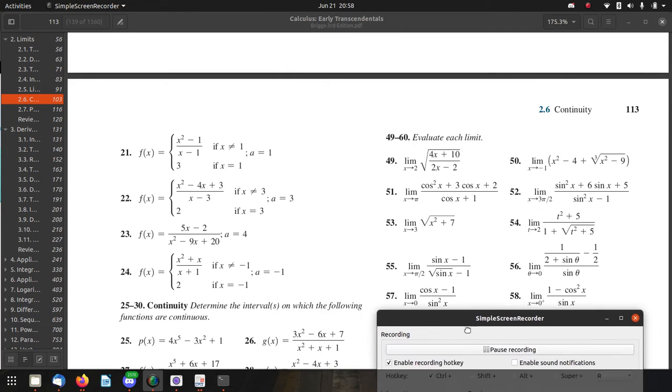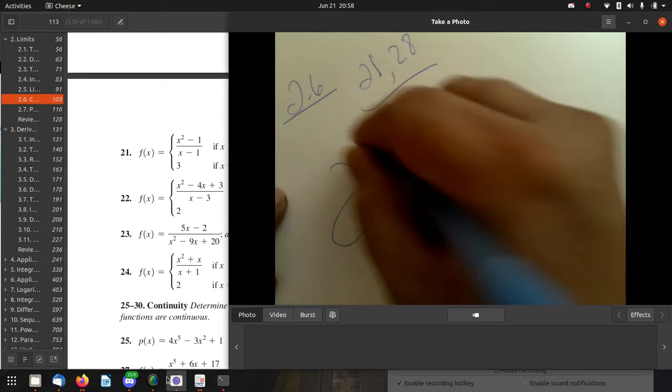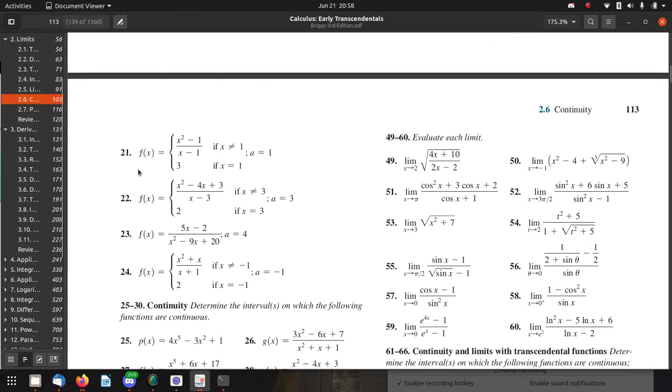Alright guys, welcome back, and we're now going to work on 2.6 number 21. So I'll put a big 21 there. And okay, so let's write out that function. You can see it right there, it's piecewise. Don't be scared of the piecewise functions, folks.